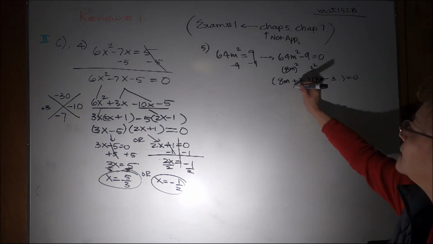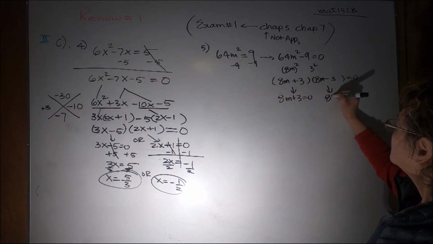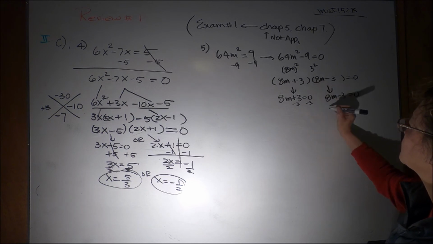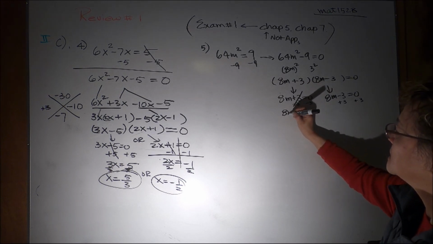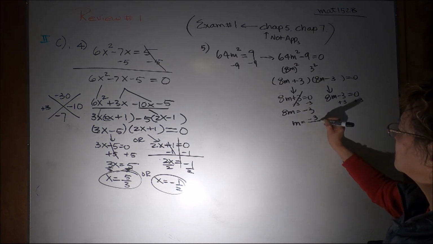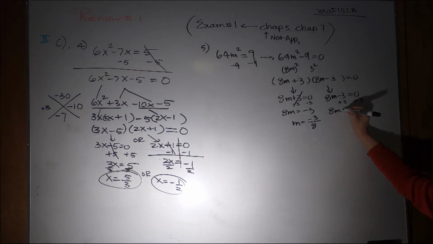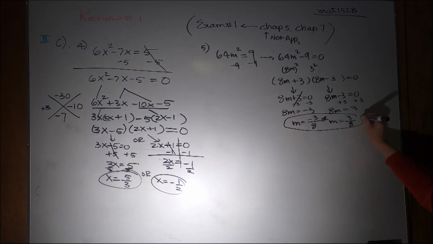Right? So we break down, then use zero product property. Then you make each individual one equal to 0. Then we solve it, right? So 8m is negative 3. So your m is what? Divided by 8. So that would be this one. Then for this one, divided by 8. m will be what? Positive, this one. Right?